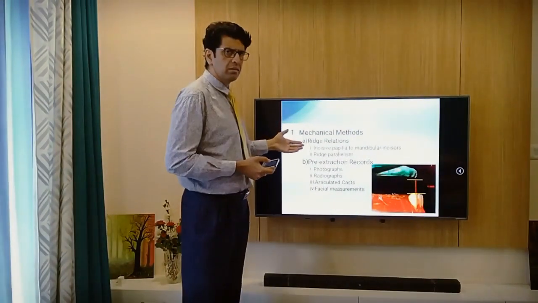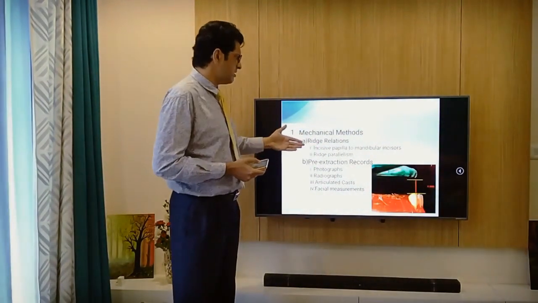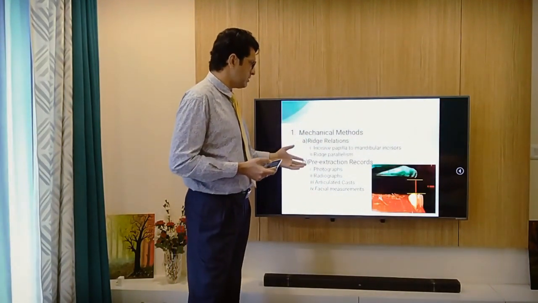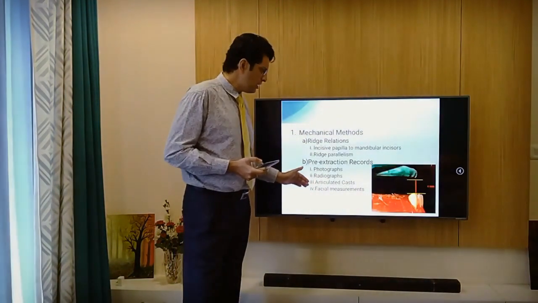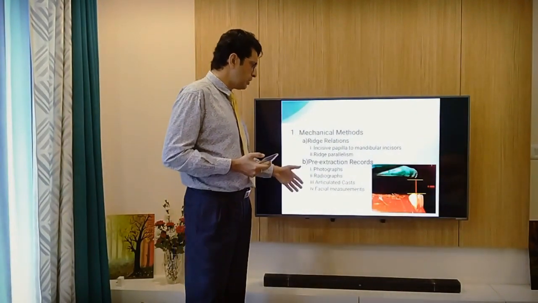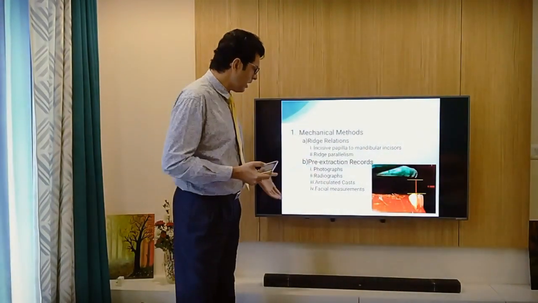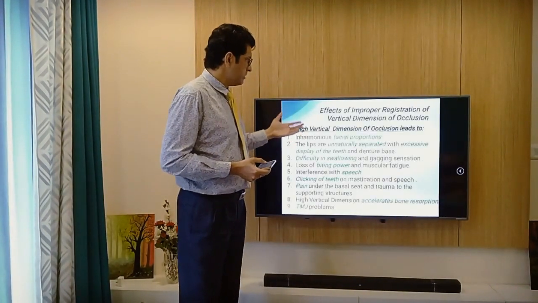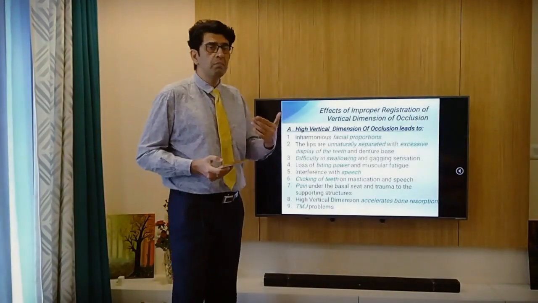So that is another way of finding out vertical dimension of rest. You have mechanical methods which involve ridge relations, right? The incisive papilla to mandibular incisors relation, ridge parallelism. You have pre-extraction records that you can use, photographs, radiographs, old articulated casts, spatial measurements, all these things.